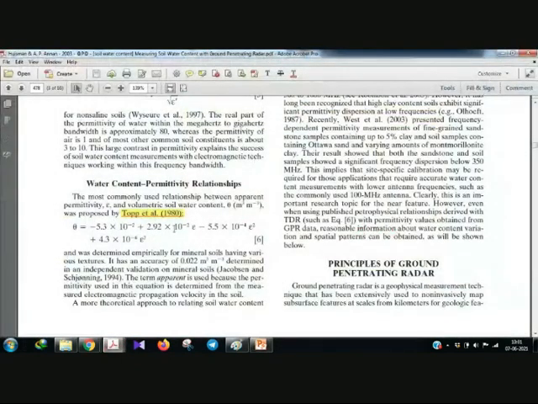So this is the Topp formula. This is the moisture content and this is the permittivity. By following the formula, you can empirically determine, for mineral soils having various textures, the commonly used relationship between the apparent permittivity and the volumetric soil water content, or moisture content, in meter cube per meter cube. So this can be done using this formula.